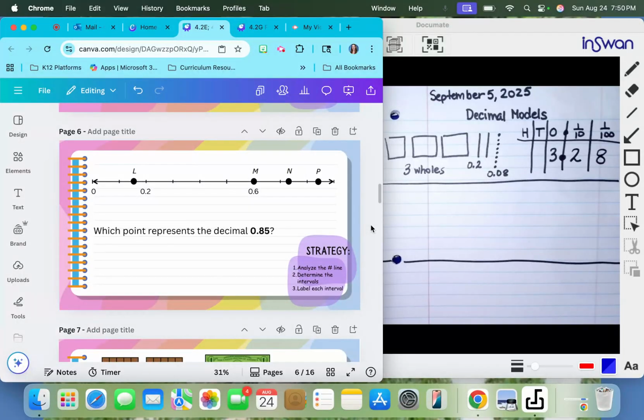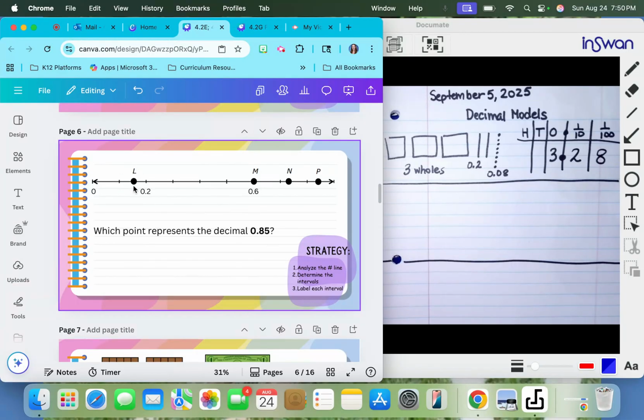Well, the first thing that we want to do when we see a number line is analyze the number line, because we need to look closely and figure out what our number line is counting by. What are the intervals? Looking at this number line, the numbers that they give us are in values of tenths. This is 2 tenths. This is 6 tenths. So the first thing my brain is thinking is, maybe it's counting by tenths. Now we want to try that out and see if that makes sense.